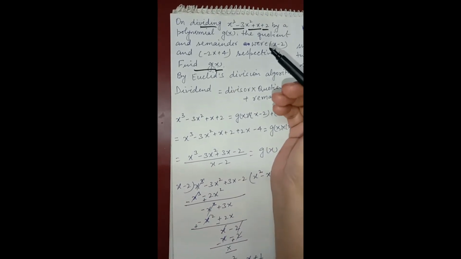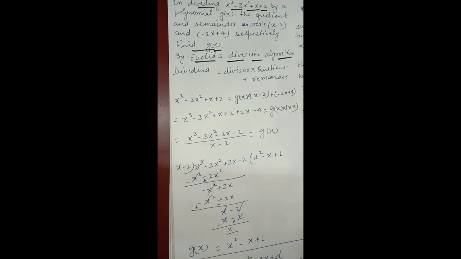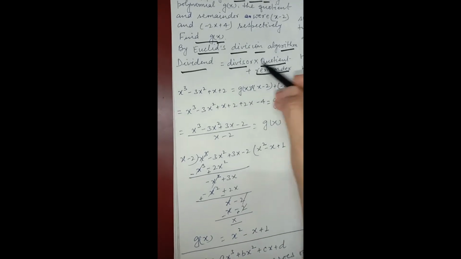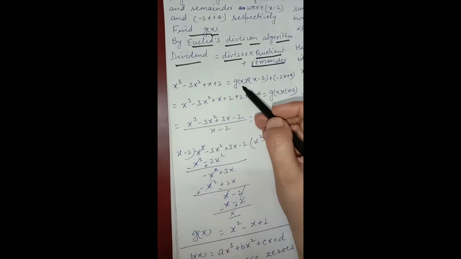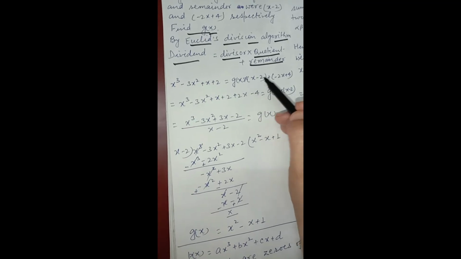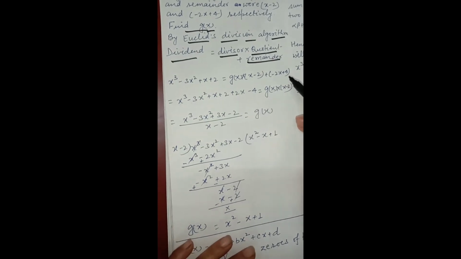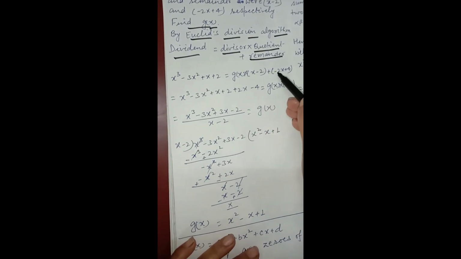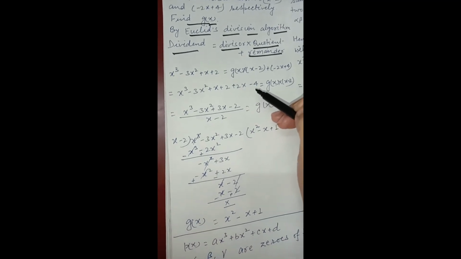So we'll apply Euclid's division algorithm. What is Euclid's division algorithm? Which you have read in the first chapter, that dividend equals divisor into quotient plus remainder. So we'll follow the same steps. This is the dividend. The polynomial given to us is the dividend, equals the divisor, which we don't know and have to find out, g(x), into the quotient x minus 2, plus the remainder minus 2x plus 4. Now we'll take this remainder to the left side. So it is minus 2x plus 4. When we change the side, the sign will be changed.